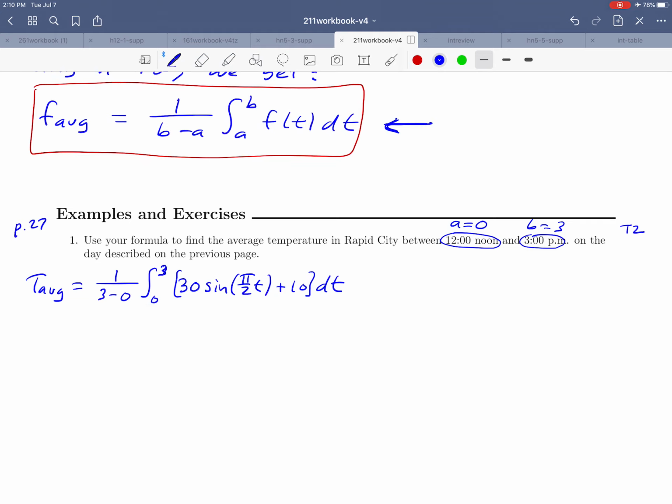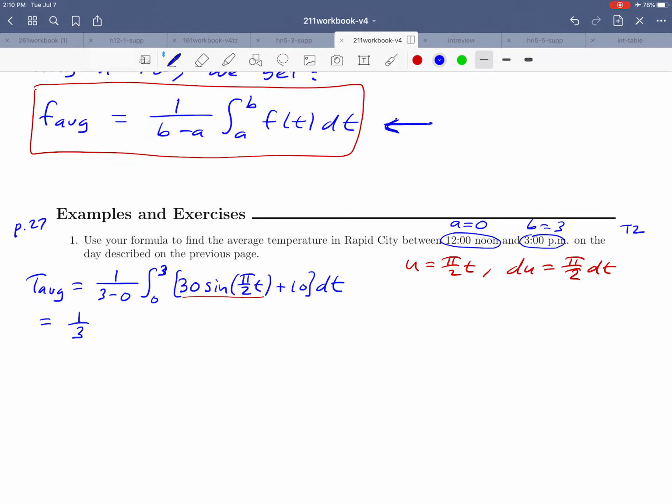Okay, now to do this integral, we actually need to do a u substitution for the first term here. I'm not going to write out all the details, but basically what you'd want to do is let u be pi over 2t. That's going to make du pi over 2 dt. And you'd follow through the rest of the steps of the u substitution, and I'm just going to show you what you should end up with. You can check me on that.